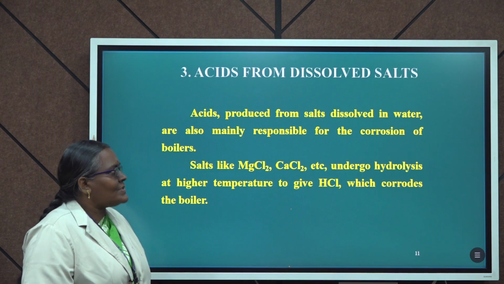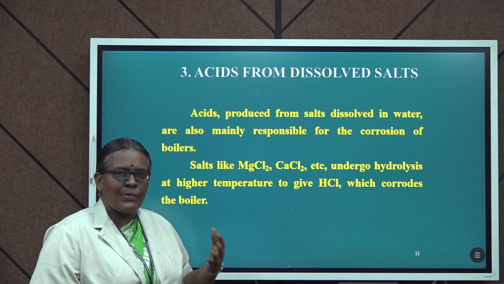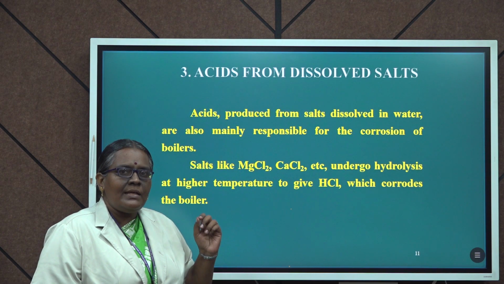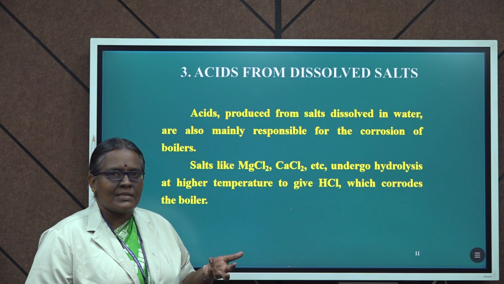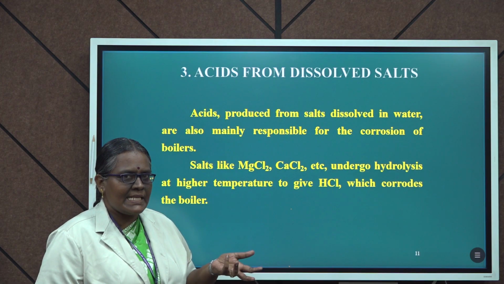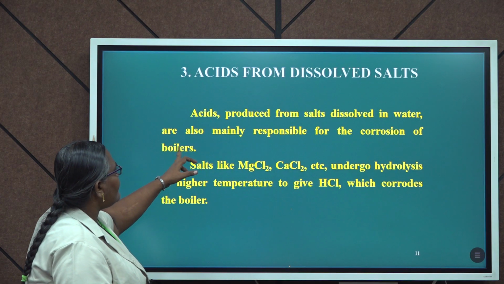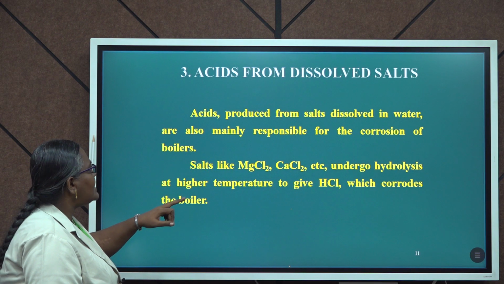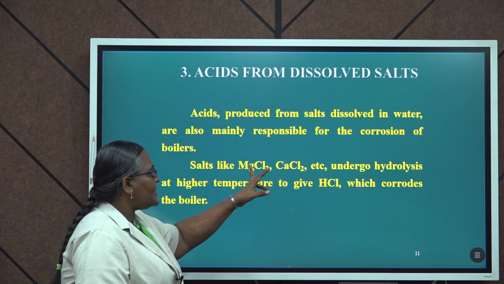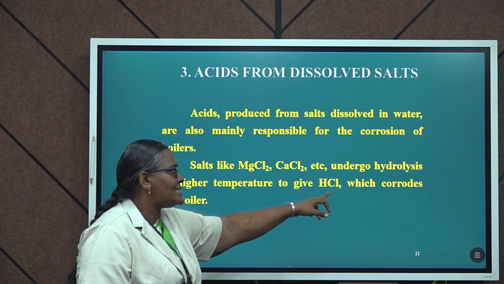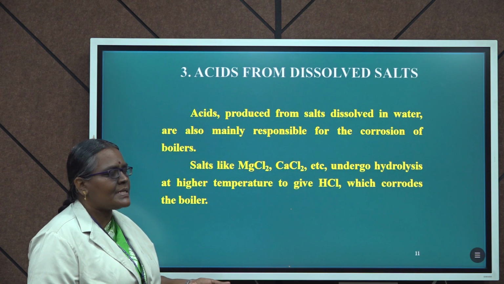Next, dissolved salts. Hot water usually contains calcium and magnesium salts in the form of chlorides, carbonates or sulfates. When they are in the boilers, they form acids by hydrolysis. This acid cannot be removed easily. We can see this from these equations. Acids produced from salts dissolved in water are also mainly responsible for the corrosion of boilers. Salts like magnesium chloride and calcium chloride hydrolyze, resulting in calcium hydroxide and magnesium hydroxide as well as HCl. This HCl is also a corrosive agent, it destroys the boiler material.